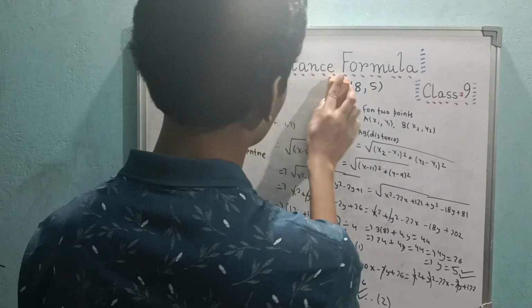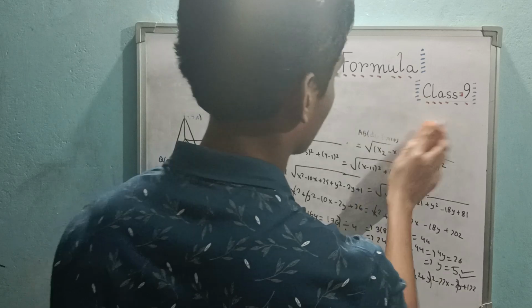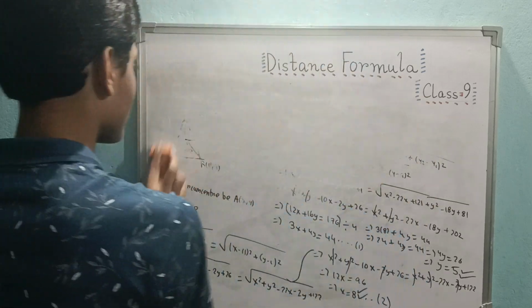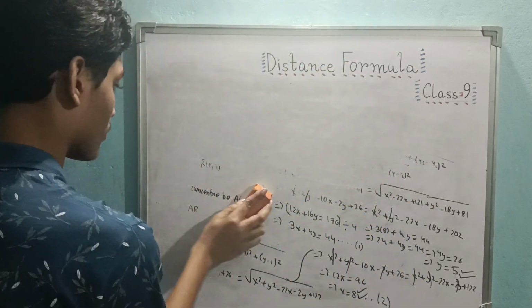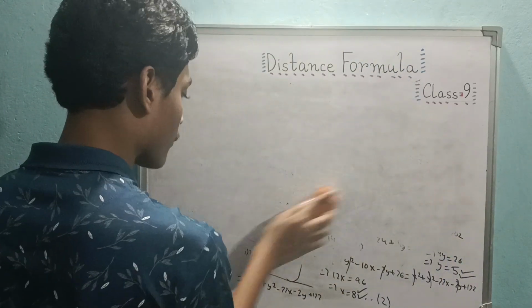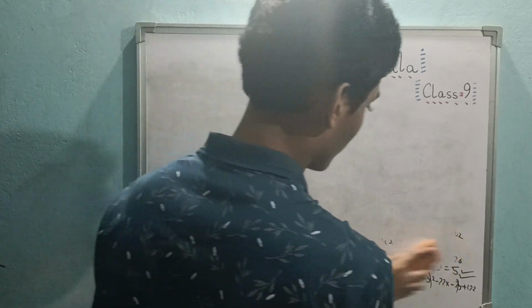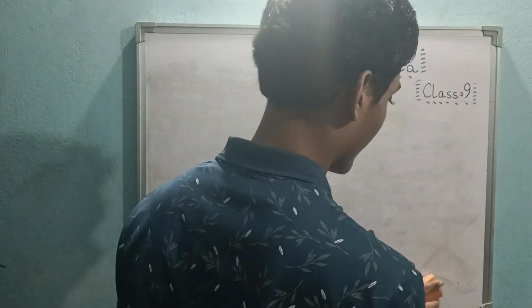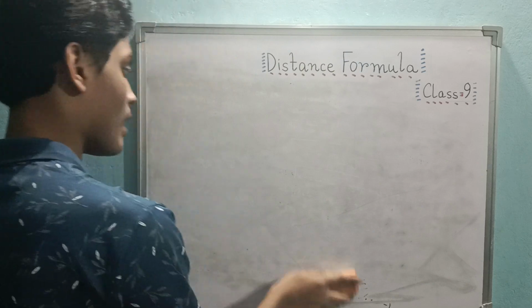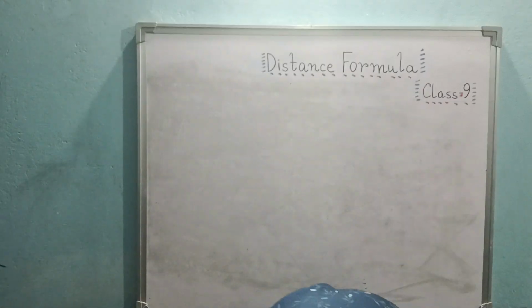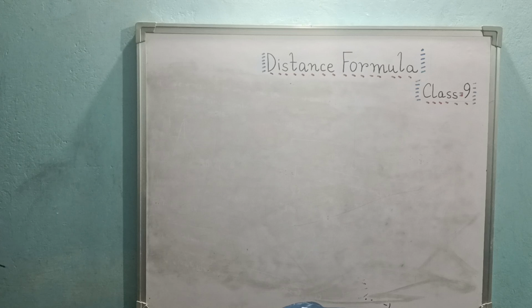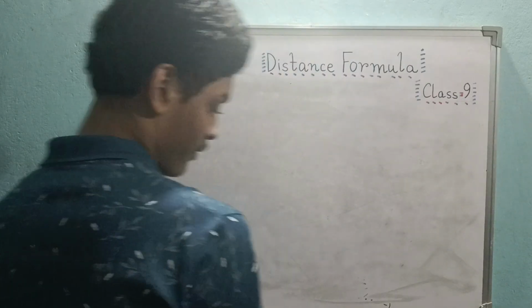Took a lot of space. Probably the last sum for today as well. Last sum of distance formula. Very well designed chapter for class 9. Let's see the last question. It must have a twist. Yeah, it's a good question.